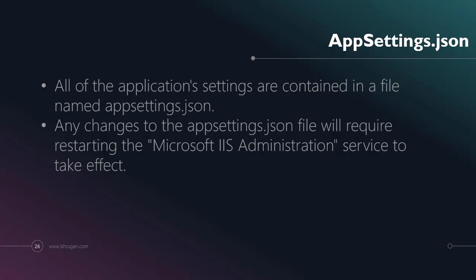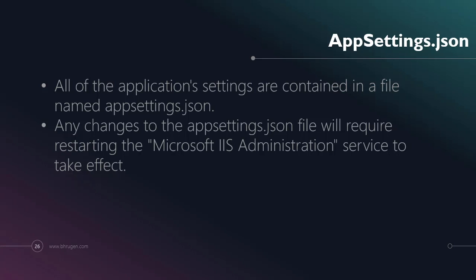Another file that we have in our project is appsettings.json. All of the application settings are contained in this file, and any changes to the appsettings.json file will require restarting of the IIS administration to take effect.